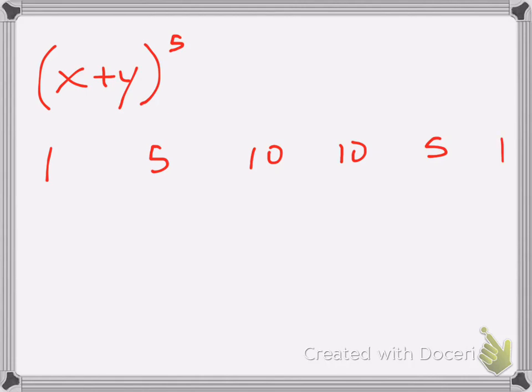What are the powers of x doing? Powers of x are decreasing. We're going to start with x to the fifth. The next term is going to have an x to the fourth. The next term will have an x to the third. The next x squared, x to the first, and no x values.